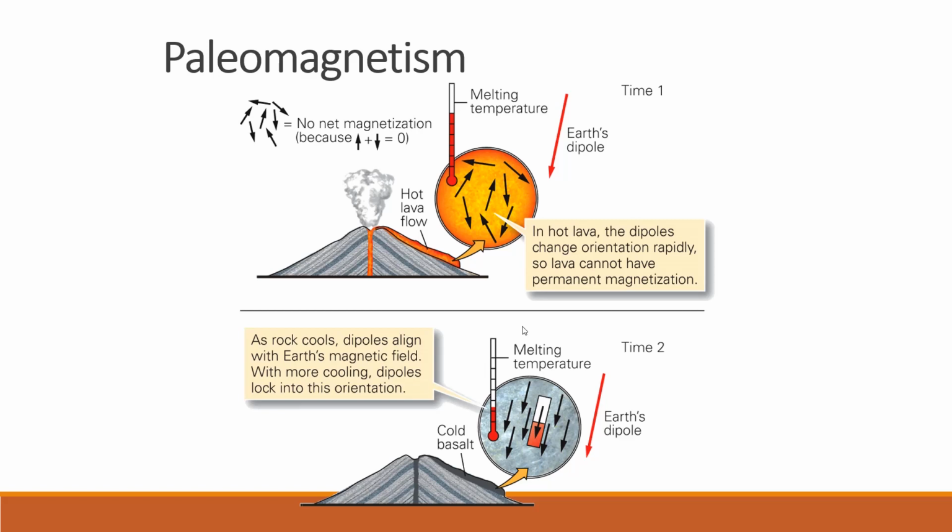In hot fluid magma, the iron magnetic particles are randomly oriented. As the magma cools, the iron-bearing minerals will become aligned with the magnetic field at the time of formation, and that signature then gets frozen in the rock.